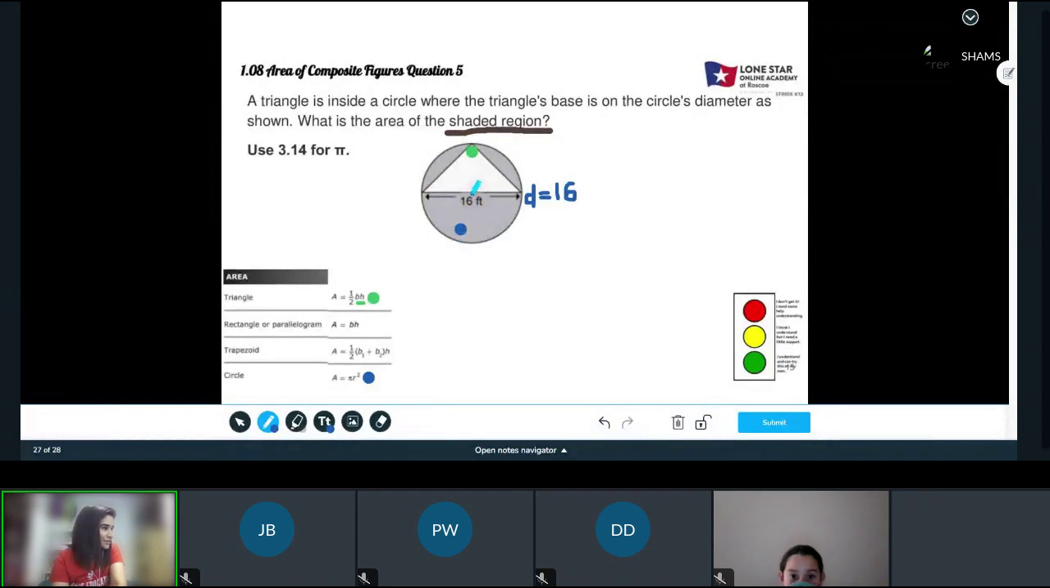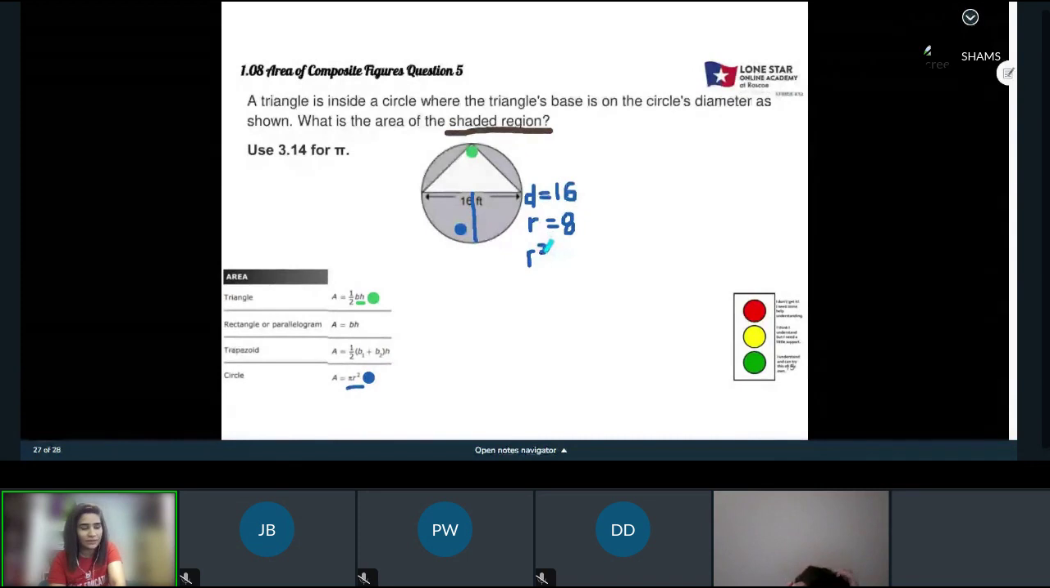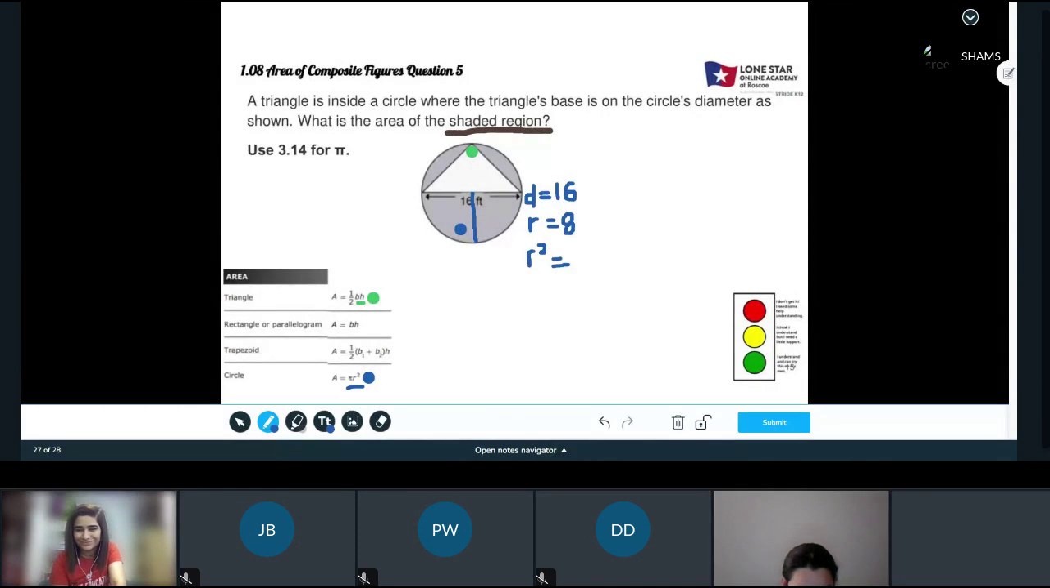If I know diameter is 16, radius is this line. It is half the size of the diameter. So I can say radius is 8. Radius is half of 16. It is 8. The formula for area of a circle says radius squared. I'm going to square the radius. And radius squared will be square of 8. Now, is there any question about it? I'm not going to rush through the problems. I want to make sure everybody understands.